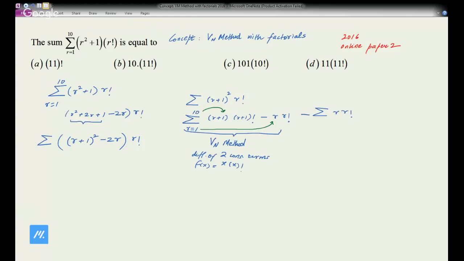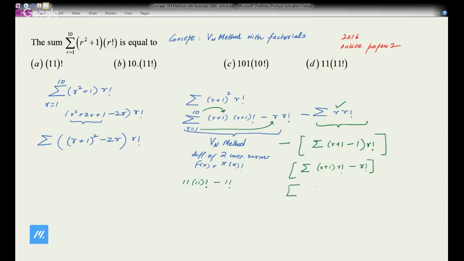So put r equal to 1 in the small thing, this will become what? 11 into 11 factorial, and this will be minus 1 factorial. Okay, clear? For this also, you have to make it into the Vn pattern method. How you can make it? Let's see. This particular r is r plus 1 minus 1. Can you see now again it gets split up into the Vn form? Summation of (r+1) into r factorial minus r factorial.